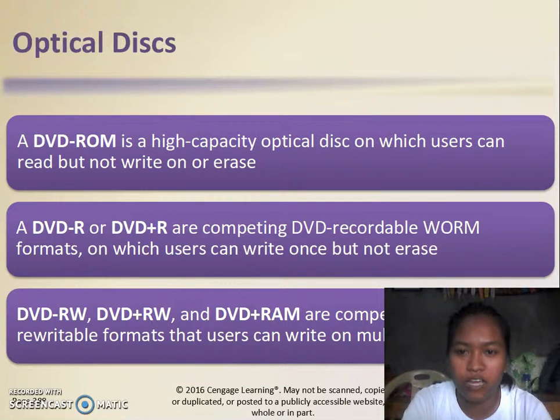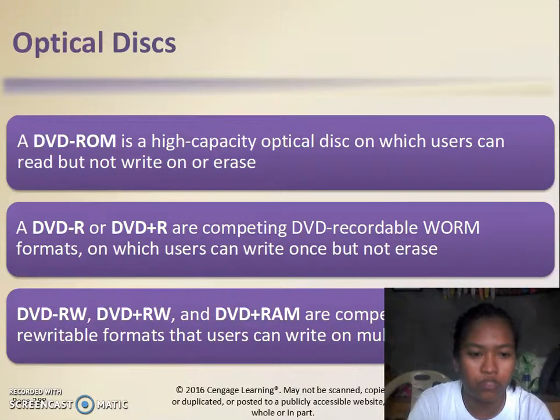A DVD-ROM is a high-capacity optical disk on which users can read but not write on or erase. A DVD-R or DVD+R are competing DVD recordable WORM formats on which users can write once but not erase. DVD-RW, DVD+RW, and DVD+RAM are competing DVD writable formats that users can write on multiple times.